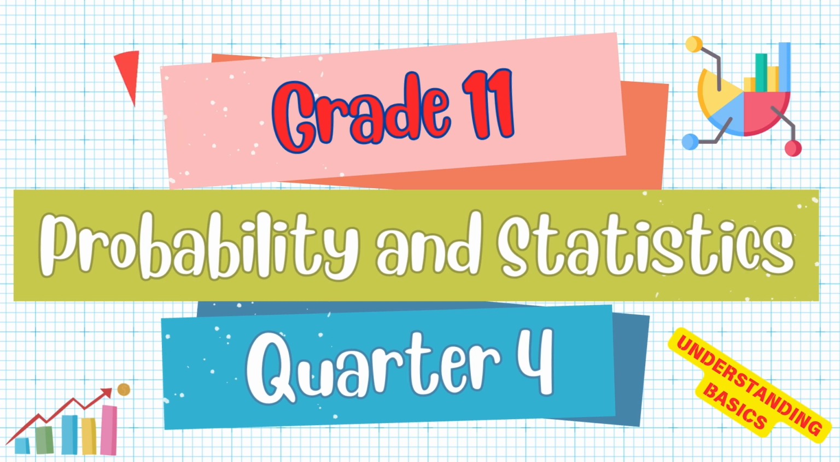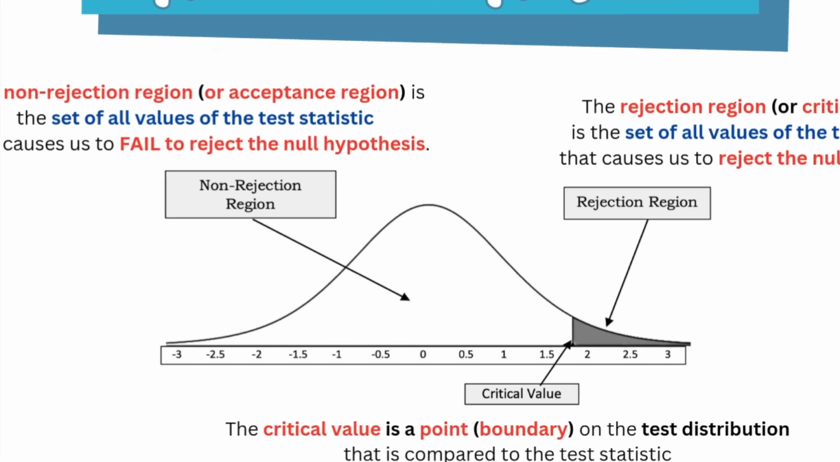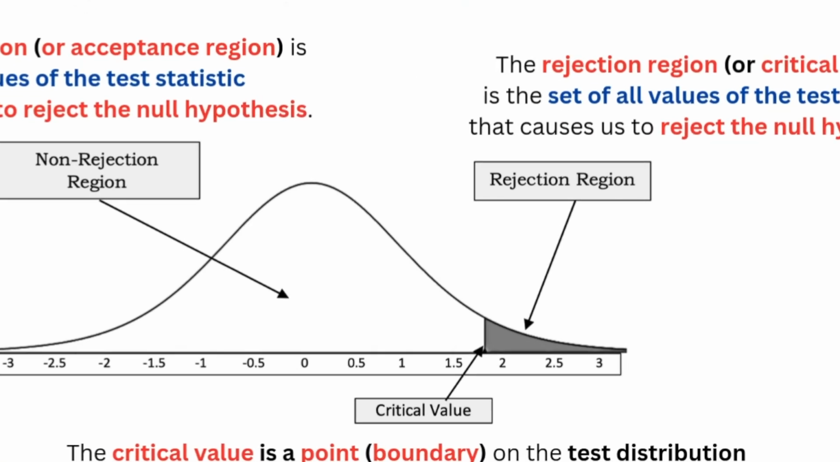Today, we will learn when to reject the null hypothesis. The goal of hypothesis testing is either to reject or accept the null hypothesis. Let us study first the rejection region or the acceptance region using the normal curve. We have here the non-rejection region, the non-shaded, and the rejection region, which is the shaded region.